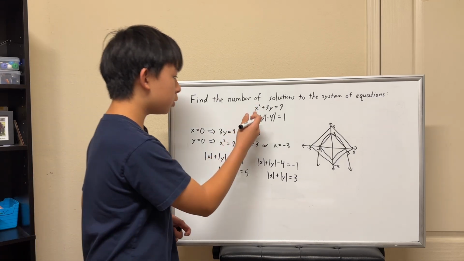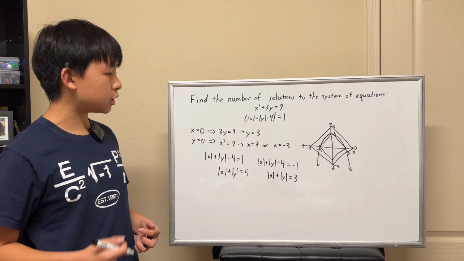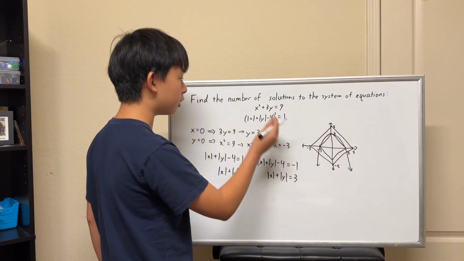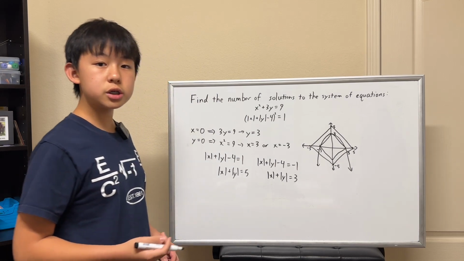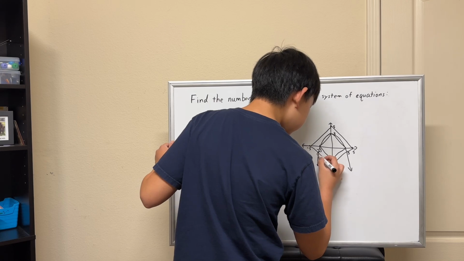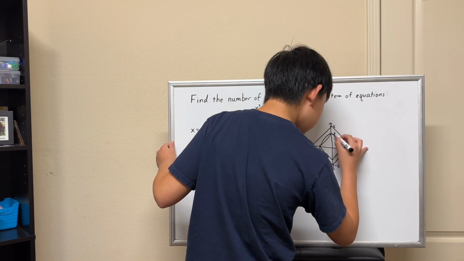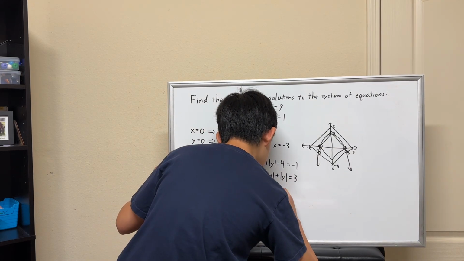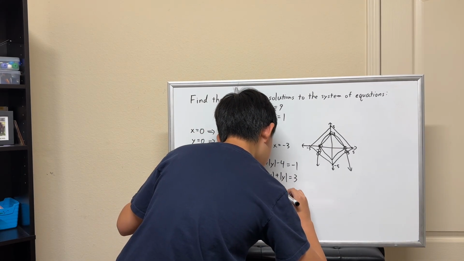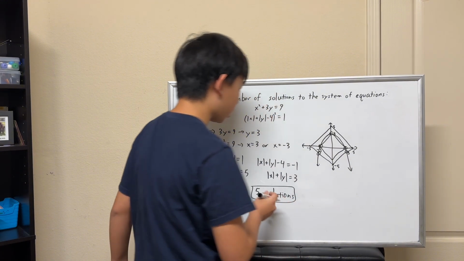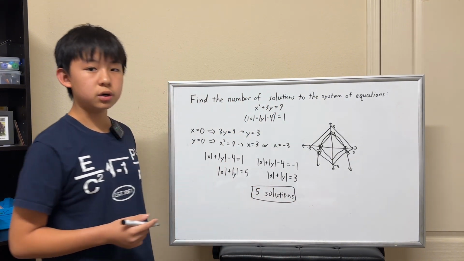And now with both equations finished and drawn, we can now count the number of intersections of both of these equations, which is also the number of solutions. We have a total of 5 solutions. So our answer is 5 to this problem.